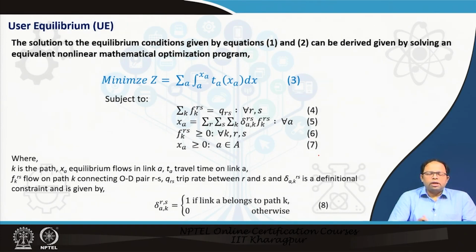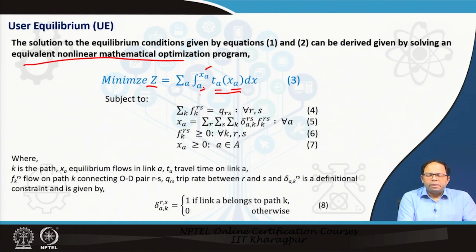Using calculus, we can solve this by deriving an equivalent nonlinear mathematical optimization program, where we minimize z, equal to the summation over all links A of the integral of T_A(x_A), where x_A is the total volume and T_A is the travel time. This is minimized because along all the routes the total travel time would be the same, and the volumes are also considered. We do it for all the different volumes as well.